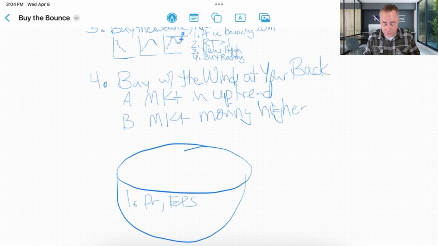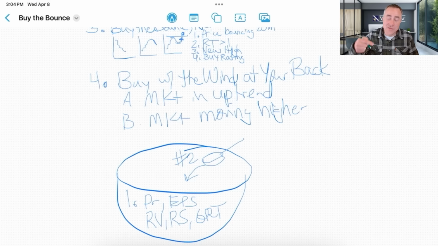And here at VectorVest, we've got indicators like RV, we've got RS, we've got GRT. Good ingredients in the soup. Number two was you got the spoon. And the spoon is going into the soup. That's the dip. You can't eat yet when the spoon is dipping into the soup. Number three is you got the spoon filled with yummy soup coming back out of the soup.